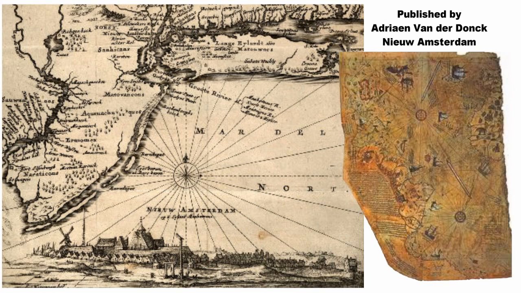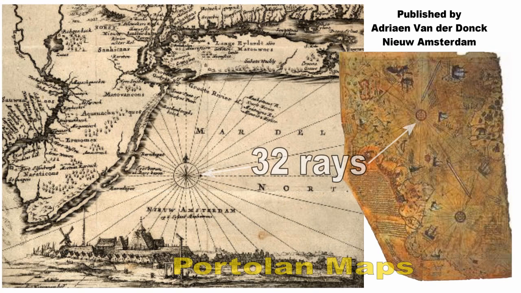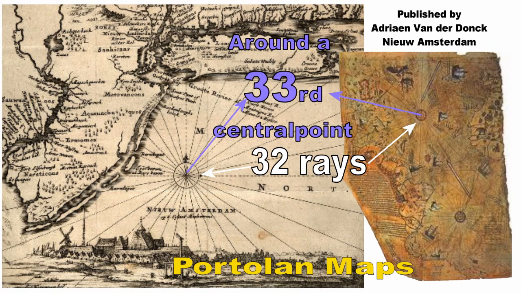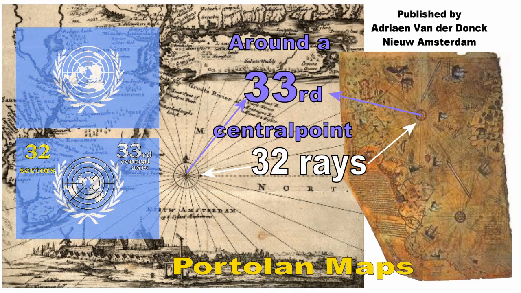Now, around about that time, we also see this map, and we see in the centre the rosette. So we have 32 rays, 32 sun rays around a 33rd central point. This is an ancient mapping technique, Portolan mapping, for instance, and it goes back to the Piri Reis maps and these very enigmatic ancient mapping systems.